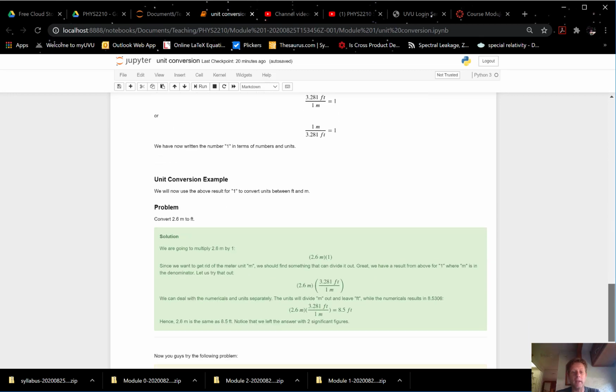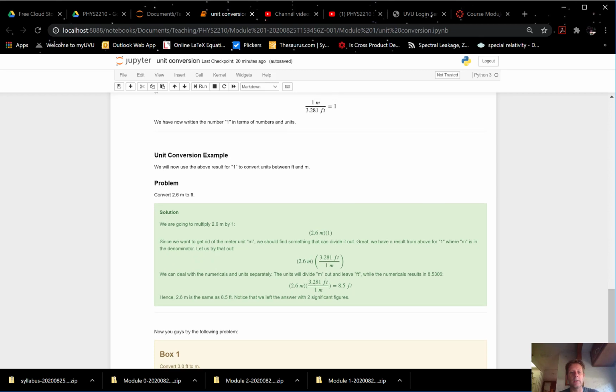So here's an example I give here. Let's say we had 2.6 meters, and I'm going to convert that to feet. So we're writing 2.6 meters. Okay, that doesn't give us anything. But I'm going to multiply by 1, because I know by multiplying by 1, I'm not changing anything. So 2.6 meters times 1 is still 2.6 meters. But from the above, I know I could write 1 as 3.281 feet divided by 1 meter. So I'm going to write 1 like that instead. I know it's not going to change my answer. It's going to be exactly the same.